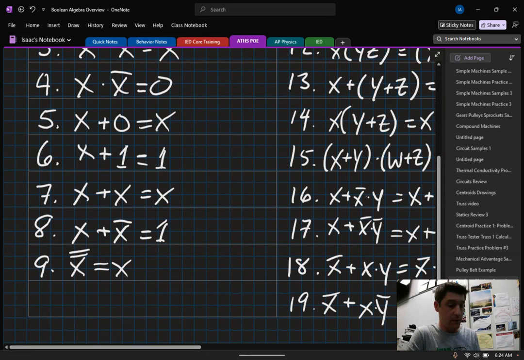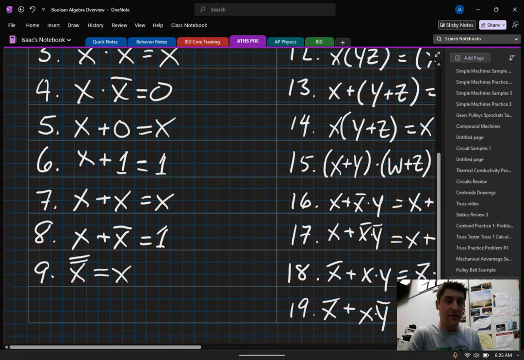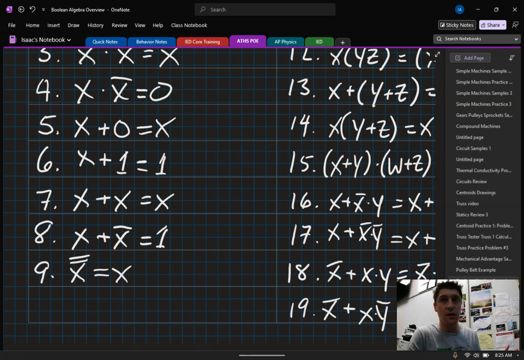That one's pretty important. Number 7 says x OR x equals x, which means that if both of my inputs are equal to each other, if they're both equal to 1, then they could both equal 1 in the output. If they're both equal to 0, I'm still going to get 0 out.